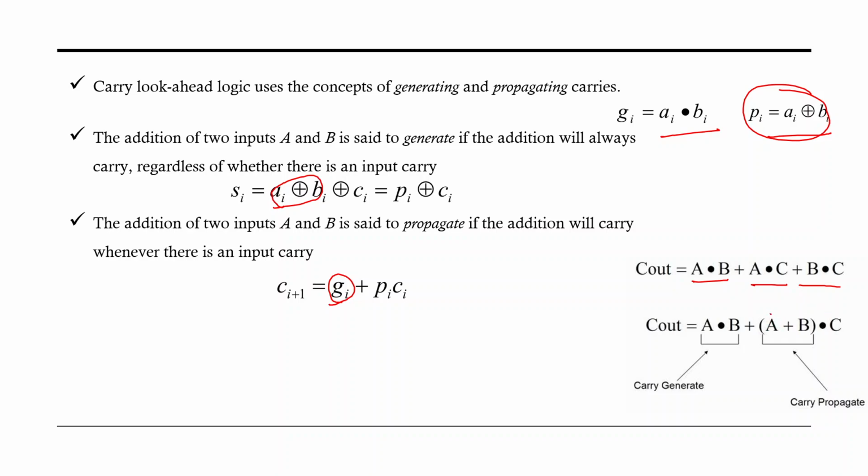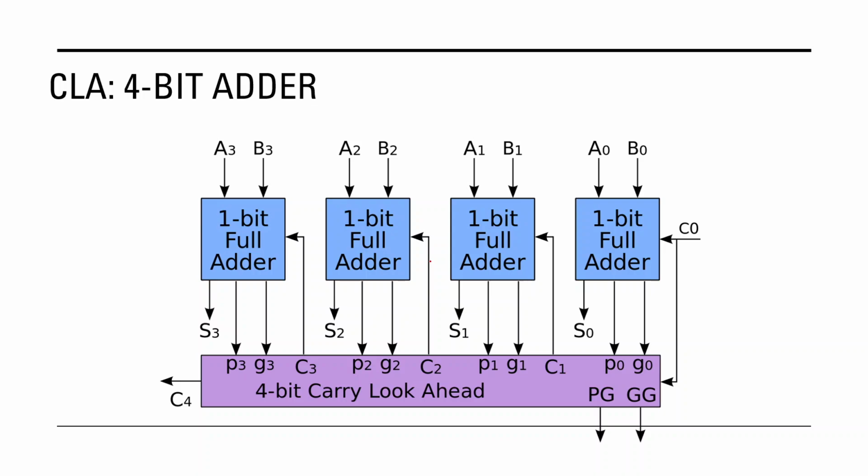So A plus B, it's an OR gate. It's a propagate term once again. So it's PA, PA dot CA. So this is a general formula for the carry. So now if you are designing a 4-bit carry look-ahead adder, then what will we do?